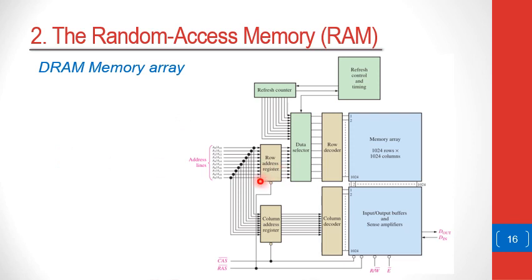You will see that the address register is connected to both the row and the column decoder, and the CAS and the RAS control lines are used to multiplex between the row and the column decoder.